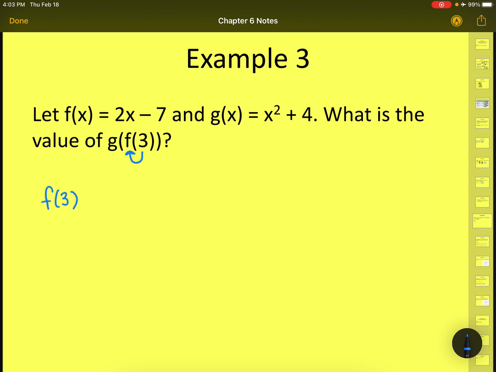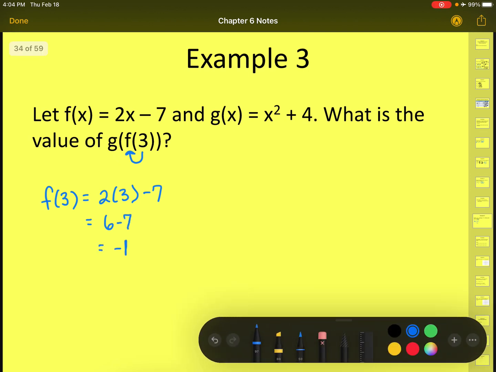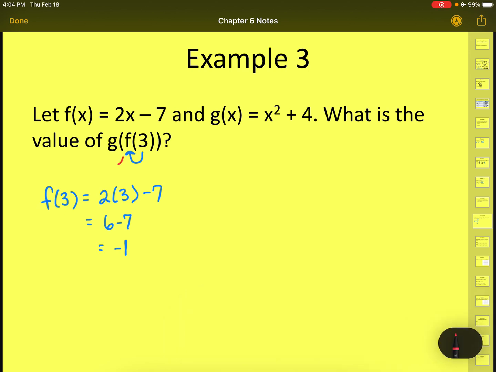F of 3. So I'm plugging 3 into my f function. So I get 2 times 3, which is 6, minus 7, which is negative 1. So I got negative 1 now. And now I'm going to take that and plug it into g. So g of negative 1.